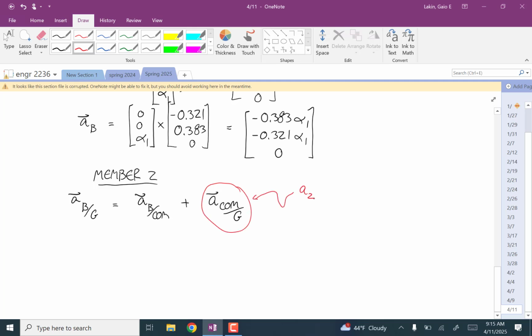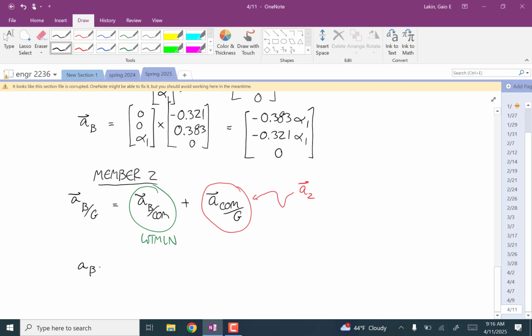This is our A2, so we already have a name for that. This one is circular motion. And by the way, when you're using this relative motion equation, the subscripts of what you're looking for tell you what the r vector is going to be. It always tells you what the r vector is going to be. The r vector here is going to be the vector from the center of mass to B. It always works that way.